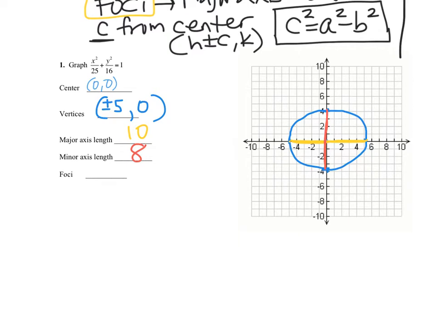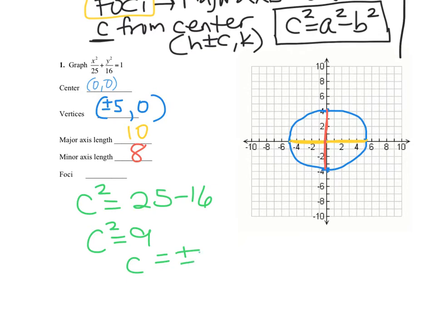Now the foci are going to be a distance of c away from the center. So we have to use the foci equation. C squared equals big number minus small number. See, even then I'm not wondering, is it a squared minus b squared? Is it b squared minus a squared? You don't have to think that. Just big number minus small number. So what is c squared? 9. Good. So c is plus or minus 3.